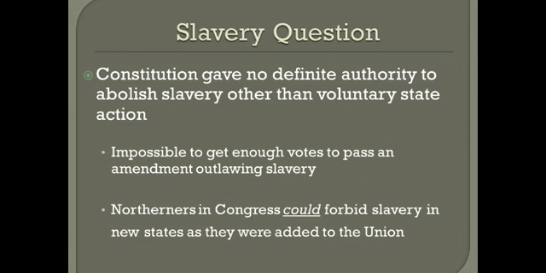Now, the slavery issue is where we get into big stuff here. The Constitution did not state anything specific about the federal government's authority about slavery. There was nothing in there that gave the federal government the authority to do anything with slavery. So the states really had the power here based on the 10th Amendment. Northerners knew they couldn't get enough votes to pass an amendment banning slavery, but they figured they could forbid it in new states as they come in. So they were thinking, all right, we can't stop it right now, but we can stop it as we get new states, because they knew that was going to happen.